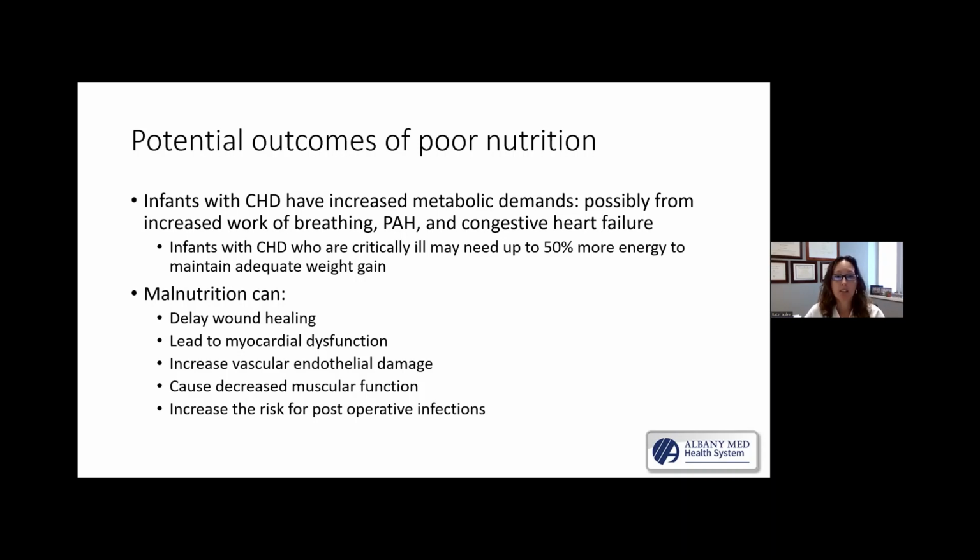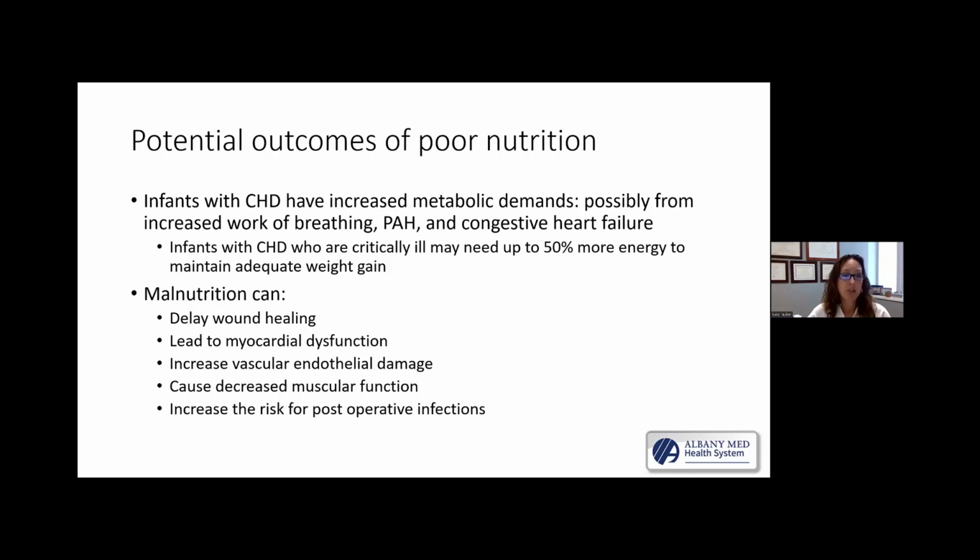So infants with congenital heart disease, as I mentioned before, have an increase in metabolic demands, possibly from the increased work of breathing, the pulmonary arterial hypertension, and congestive heart failure. So these infants who are critically ill may need up to 50% more energy to maintain an adequate weight gain. And again, this is all individualized based on how severe the infant is affected from their heart disease.